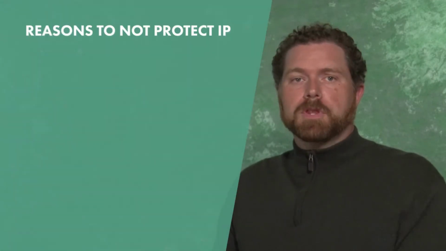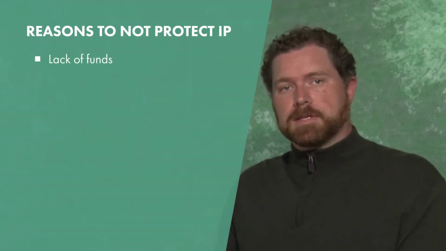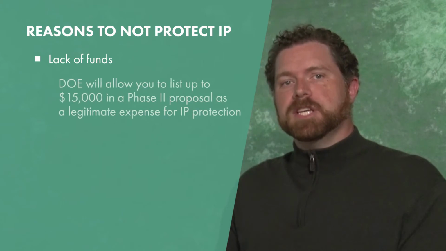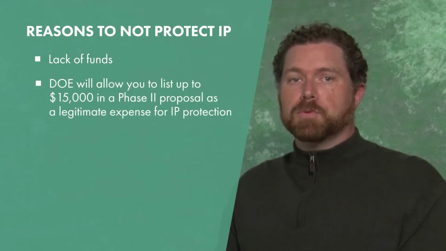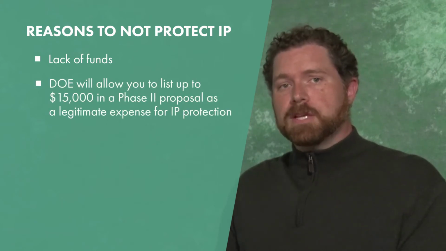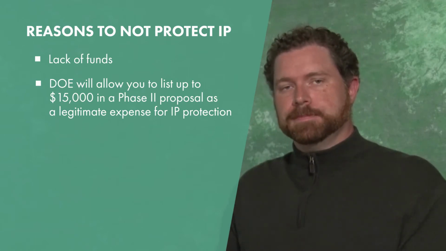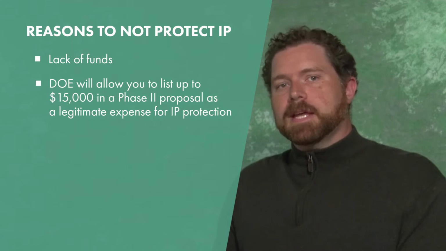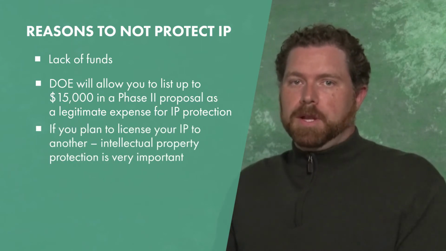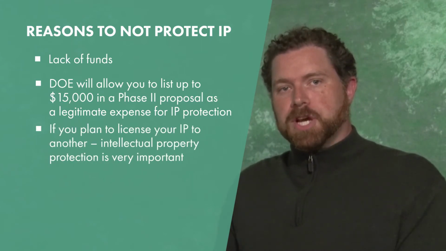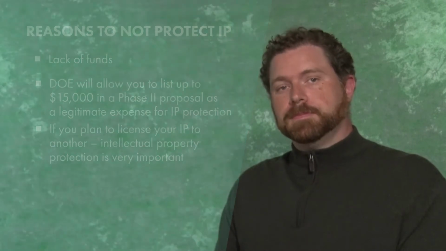Sometimes companies present excuses as to why they are not protecting their IP via patents, when this is the appropriate course of action. Often the reason presented is lack of funds. Please keep in mind that DOE will allow you to list up to $15,000 in a Phase 2 proposal as a legitimate expense for IP protection. Also, keep in mind that if you plan to license your IP to another, intellectual property protection is very important.